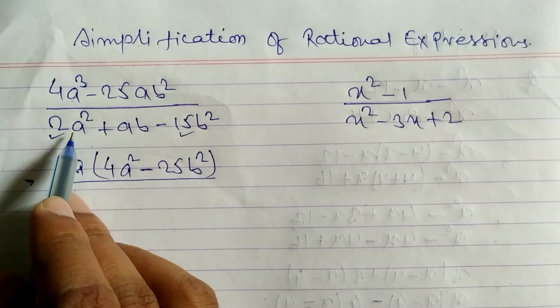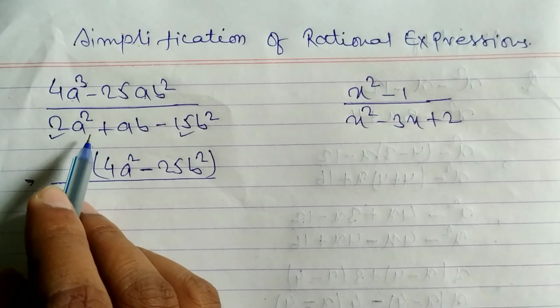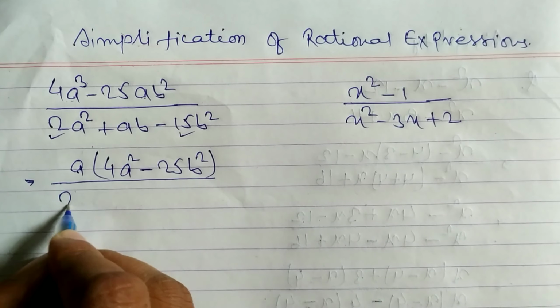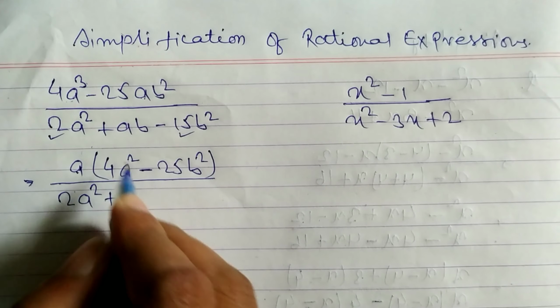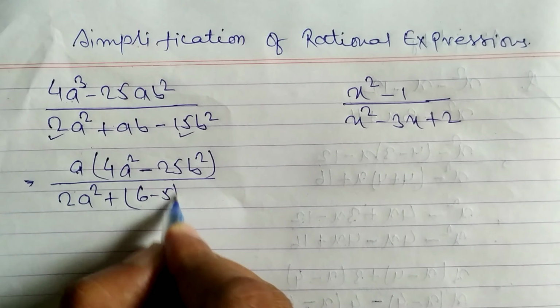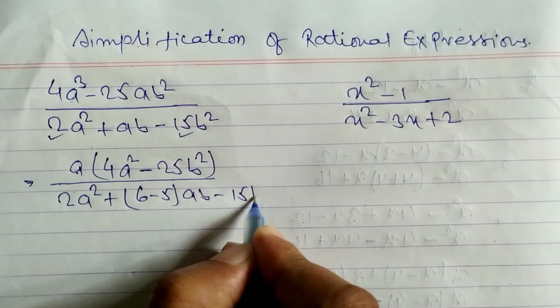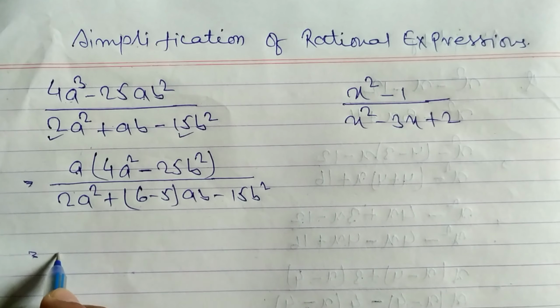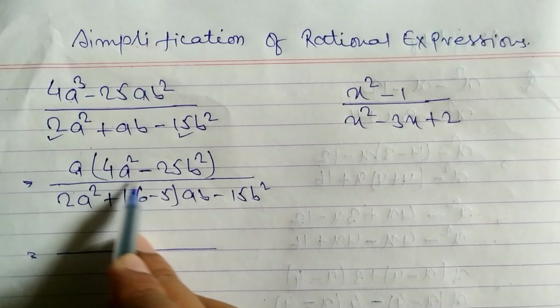What are the factors? 6 and 5. 6 5s are 30 and 6 minus 5 is equal to 1. So we can write here 2a square plus, in the place of 1 we can write 6 minus 5, ab minus 15b square. Similarly, you can see here in the numerator we can convert this in the form of a square minus b square.